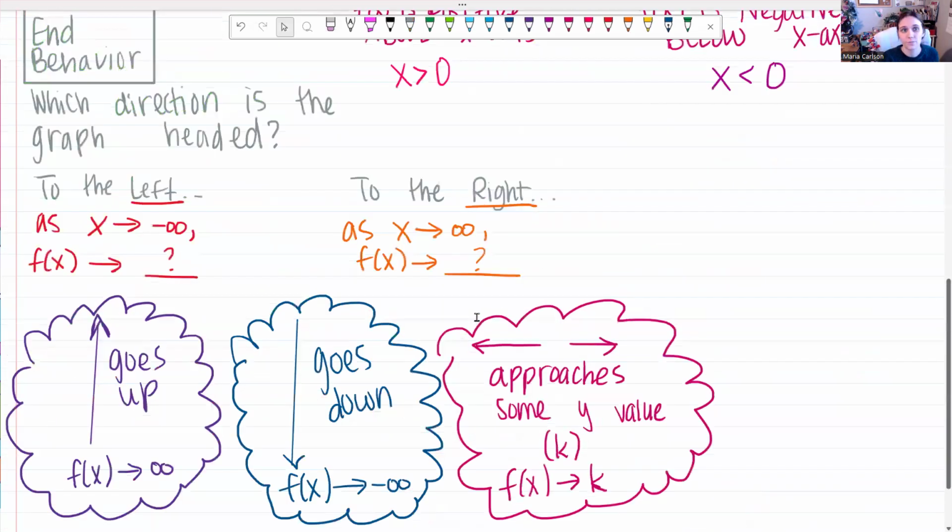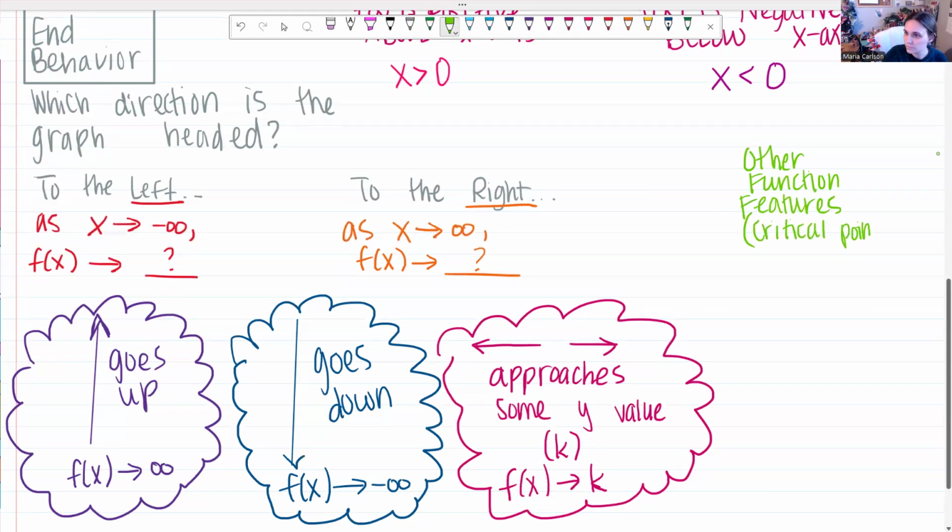I do want to note that your function could have some other important points. Let's see. We'll do these and make this green. So other function features. And these are considered critical points. So we could have a minimum value or a maximum.